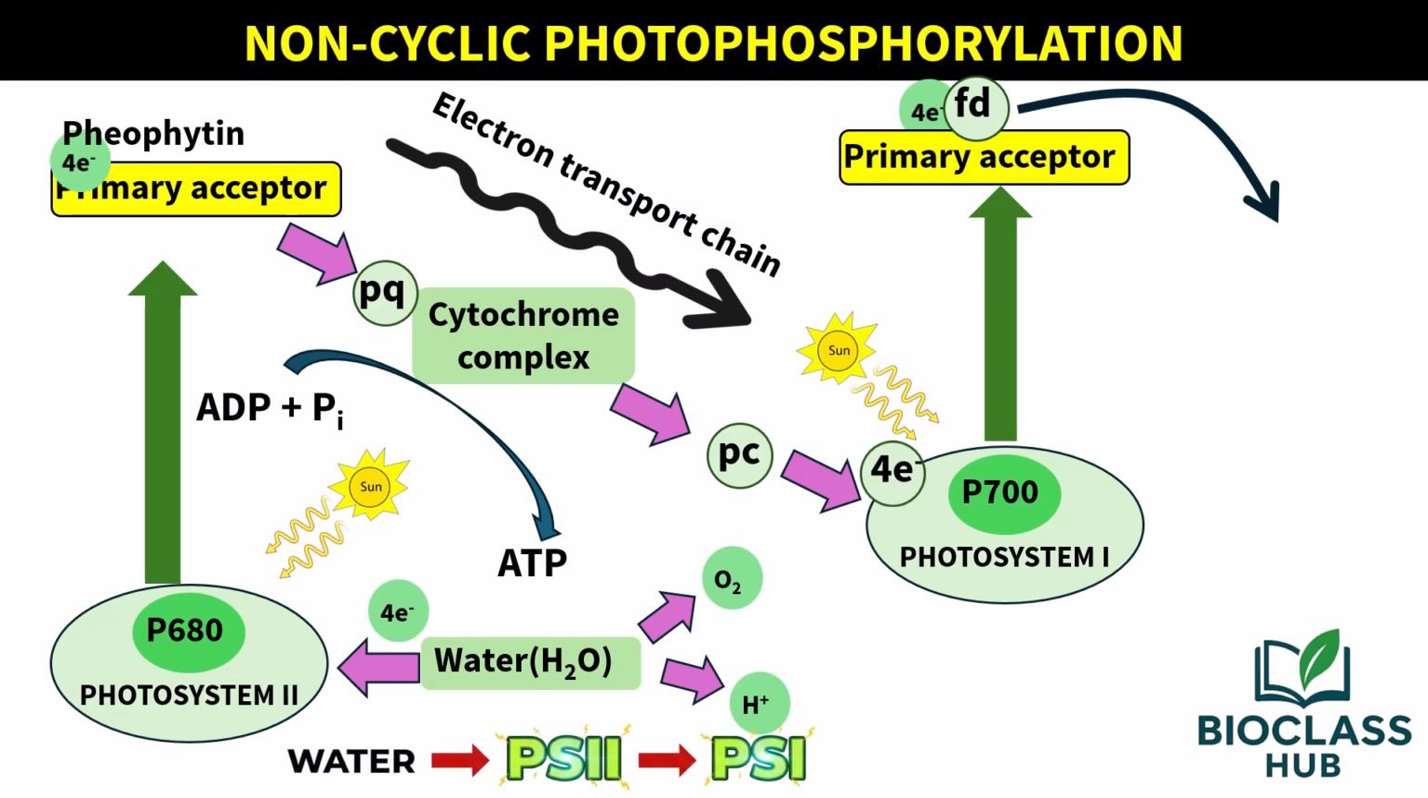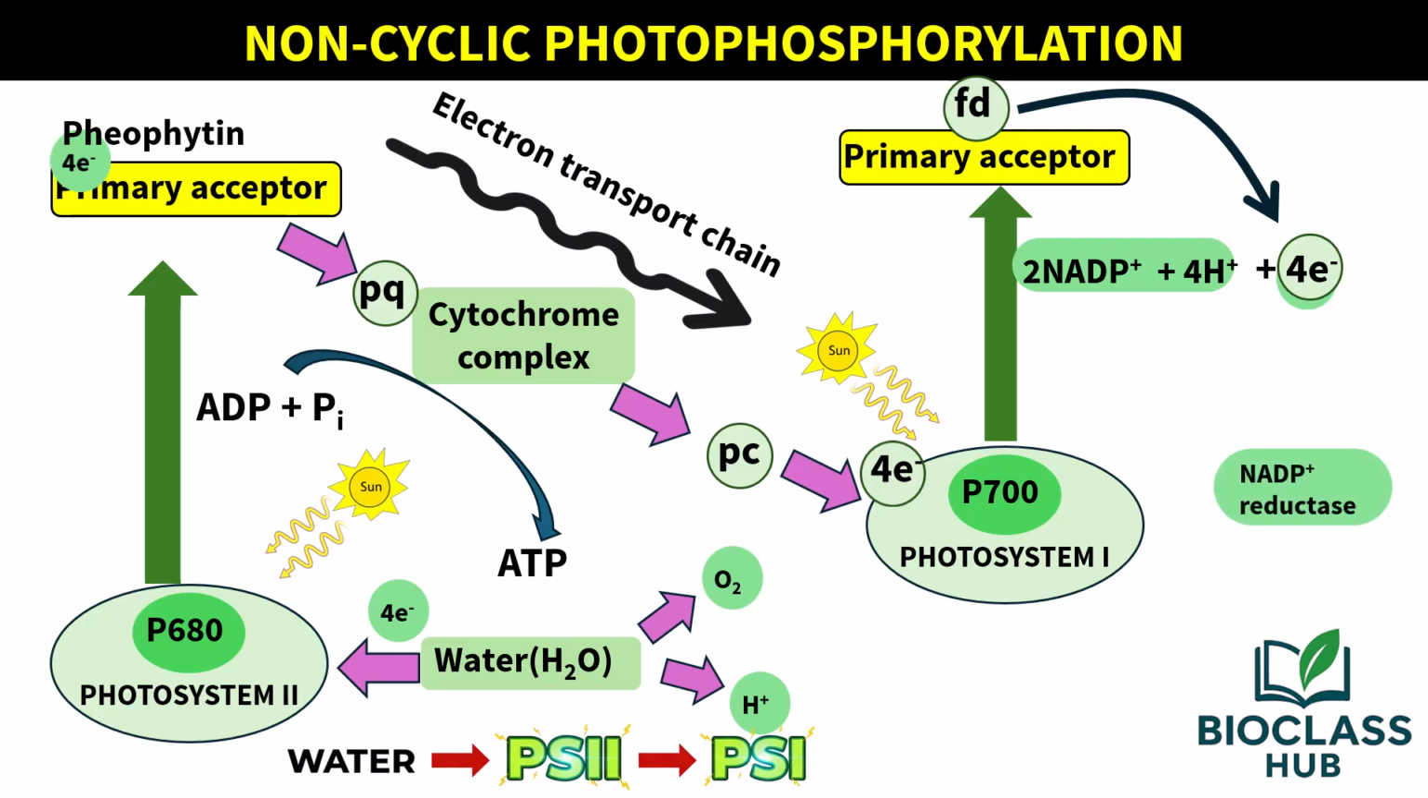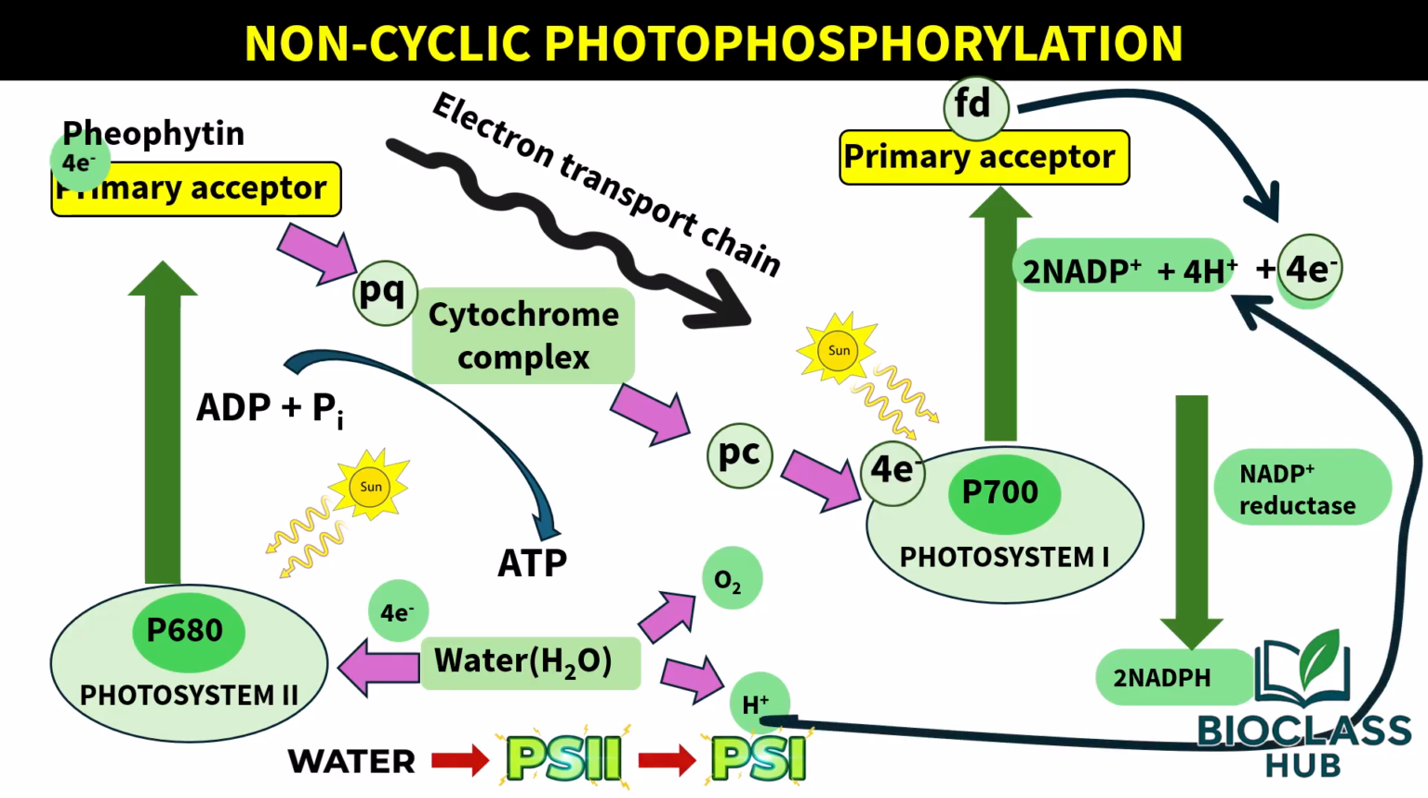The electrons from ferredoxin are transferred to oxidized NADP, along with hydrogen ions from photolysis, by the enzyme NADP reductase, forming NADPH. These hydrogen atoms used here are the ones obtained from the splitting of water. This NADPH provides the reducing power needed for carbon fixation in the Calvin cycle.